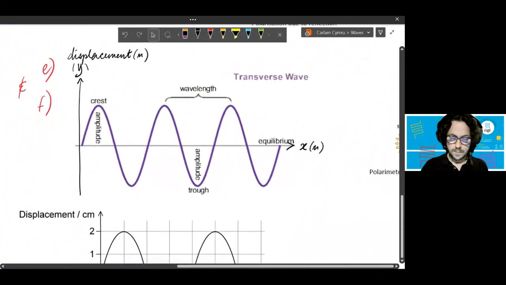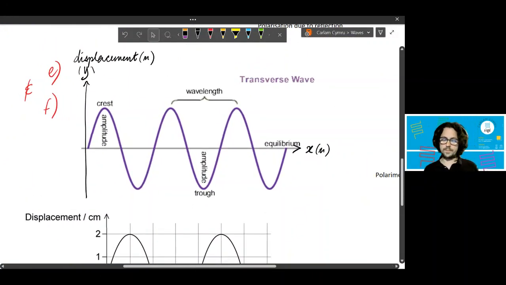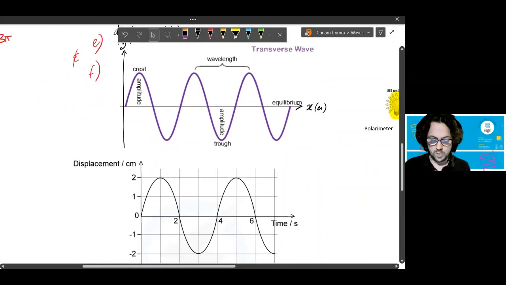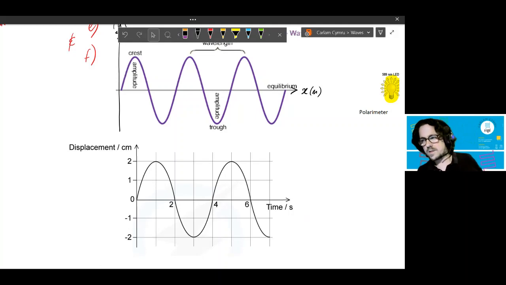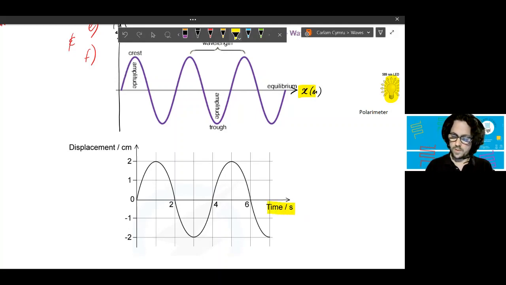Now, here, we've got two waves. To the untrained eye, to the non-physicist, you guys are fine, I'm sure you're all geniuses, but to the untrained eye, these can look like exactly the same things. But we have to pay very careful attention to the x-axis here to interpret what both of these waves are telling us.